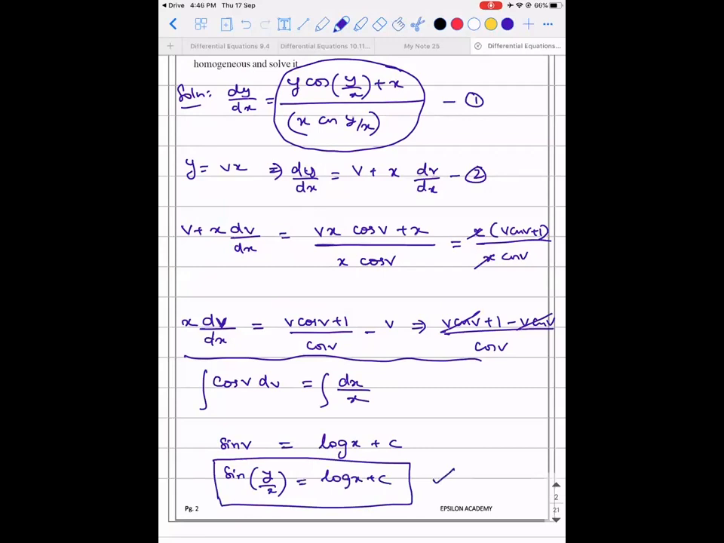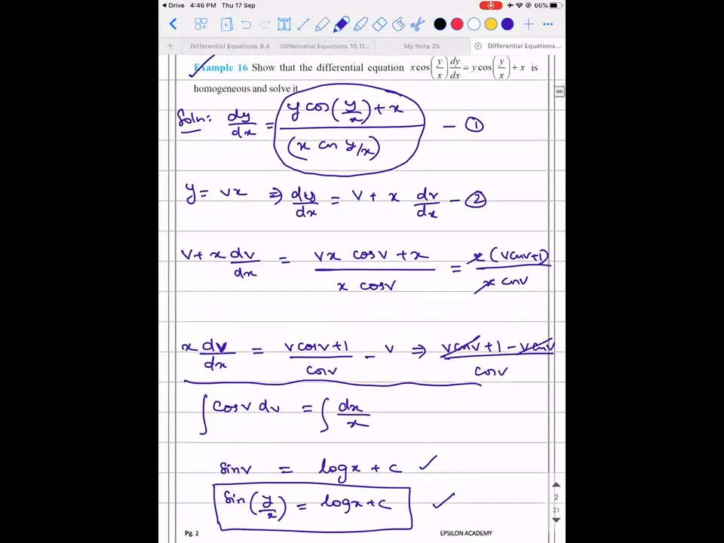Don't leave the final answer in terms of v, because v is the term we have introduced. You should again bring it back to the form y by x. Tell me one thing, am I clear with this? Yes, sir. Okay. We can do two more problems. So the remaining you can try. On Monday, if there are any doubts from the previous and this exercise, I'll clear it. After that, we can go to the next chapter.